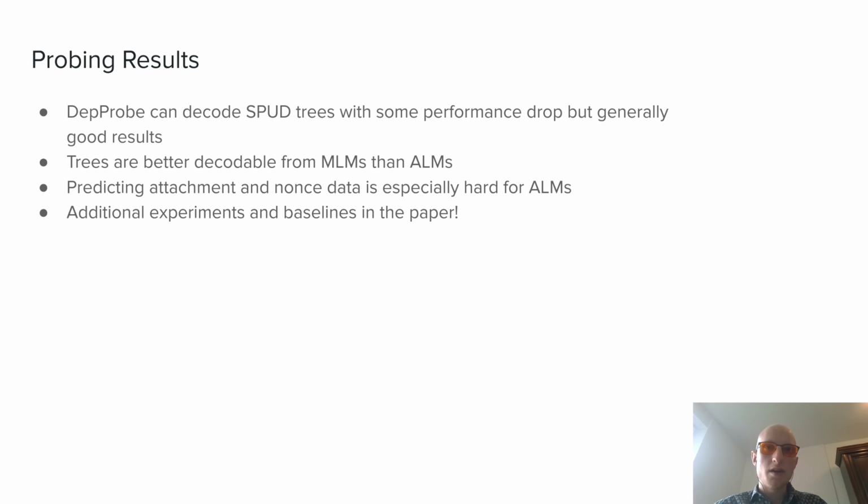In summary, DEP probe can decode SPUD trees with some performance drop but generally good results. Trees are better decodable from MLMs than ALMs, and the incremental processing of autoregressive models leads to them being more affected by SPUD, and also generally worse results in terms of predicting attachment. The paper contains many more experiments regarding layer effects and some baselines and monolingual models.